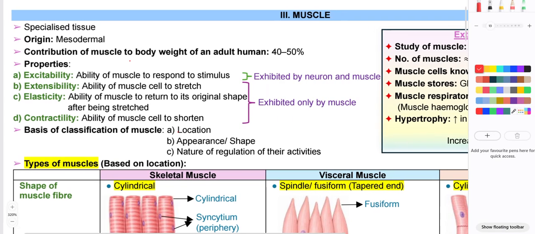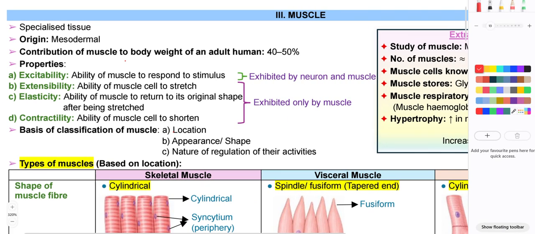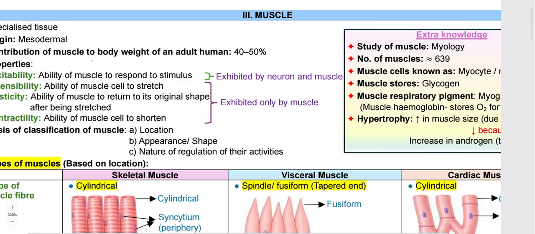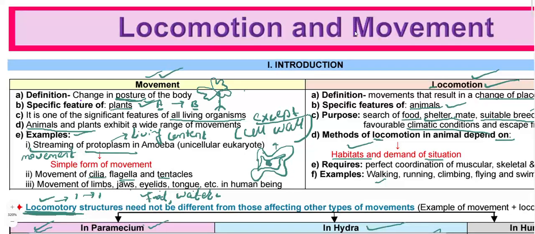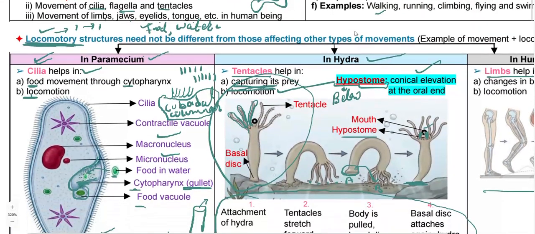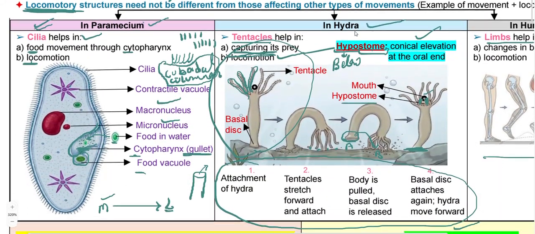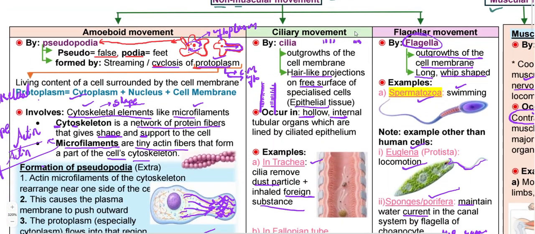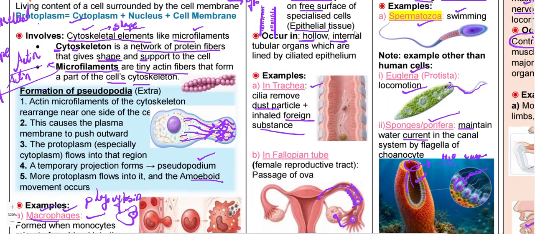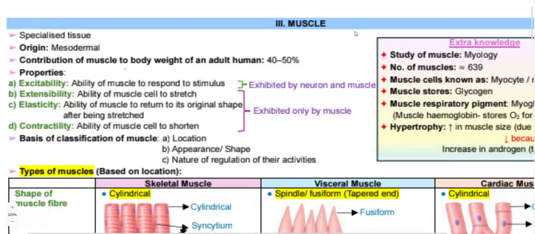Hi everyone. In today's class, we are going to study part 2 of locomotion and movement. In the previous class, we already studied the difference between locomotion and movement. We have studied the locomotory organs present in paramecium, hydra and humans. Then we studied the types of movement, that is amoeboid movement, ciliary movement, flagellar movement and muscular movement. In today's class, we are going to study about the muscle.